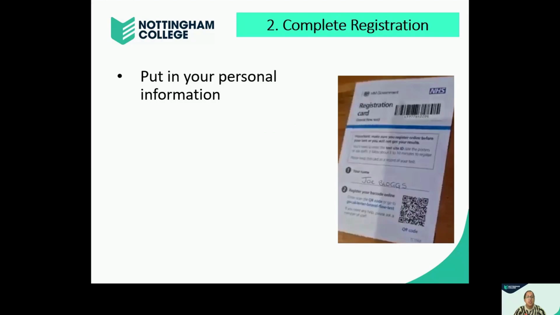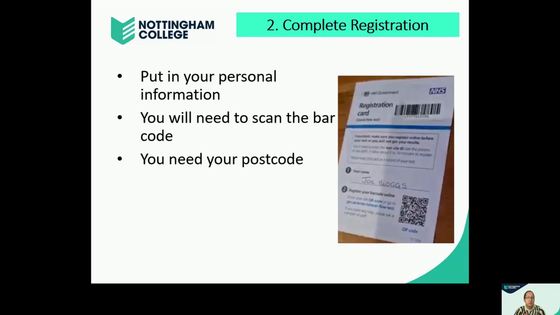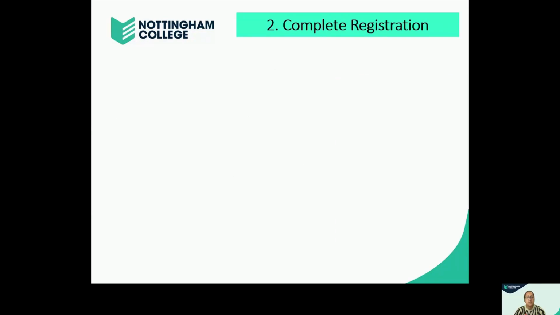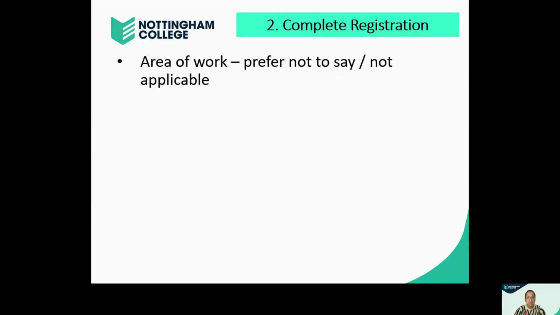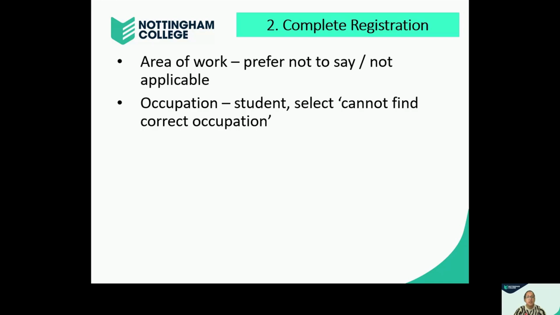You will need to put in your personal information, your name, date of birth, and so on. You will need to scan the barcode. You will need your postcode. You will need the test site ID number, which is NEKH. You will need to answer some questions. One of them is your area of work. You should put "you prefer not to say" or "not applicable." You'll be asked about your occupation. Put "student" and select "cannot find correct occupation." When it asks your employer, put Nottingham College.